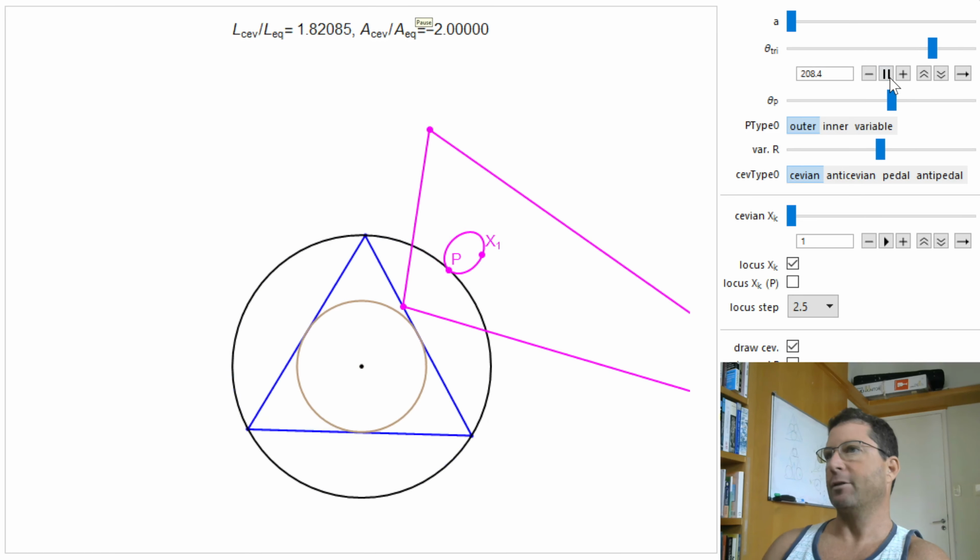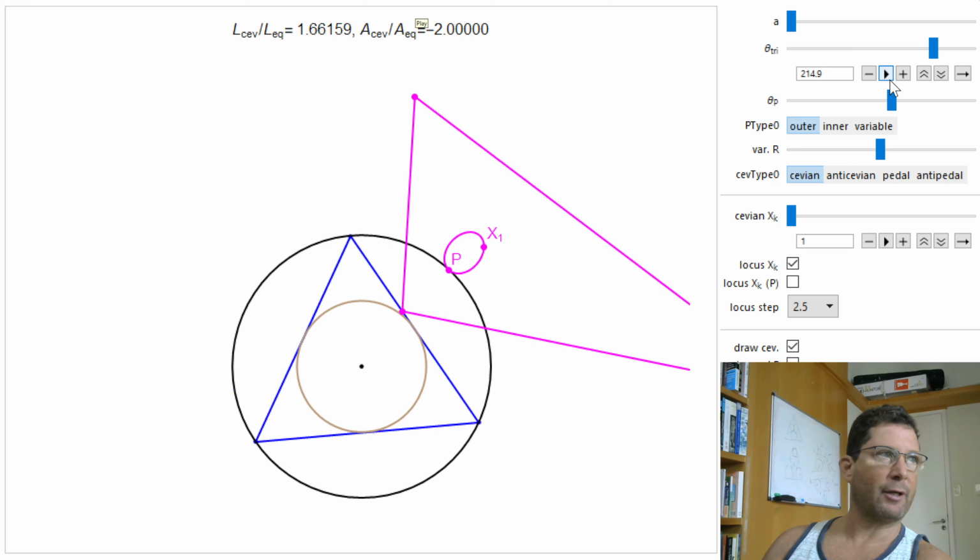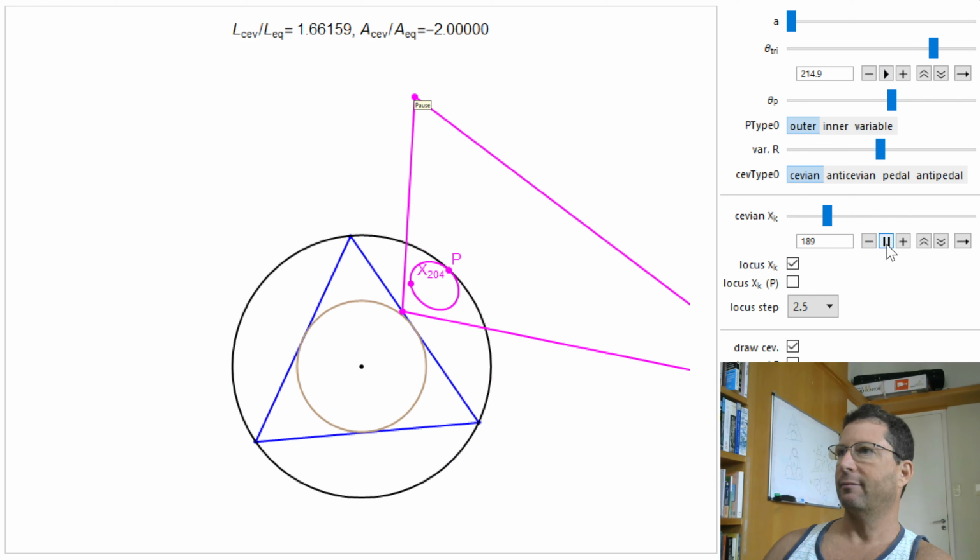Okay, it's not a conic. Now miracles start happening. Let's go ahead and see what happens to the locus of x2.